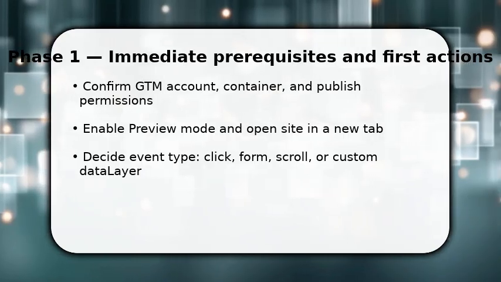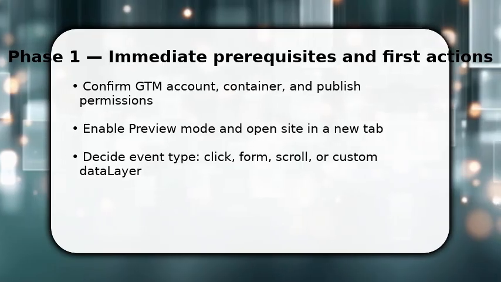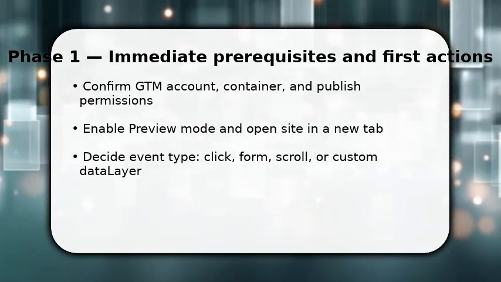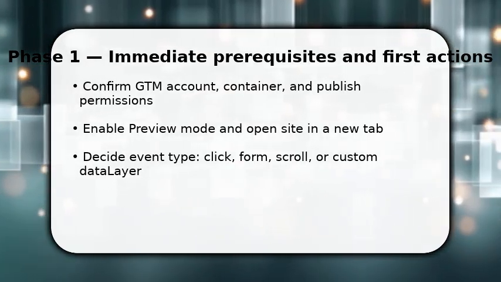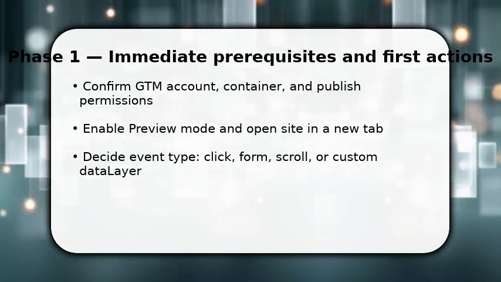Decide what triggers the event: a click, form submission, scroll depth, or a custom data layer push, because that choice shapes your tag, trigger, and variables. Once done, create or confirm variables you'll need, then move to building the trigger and tag.